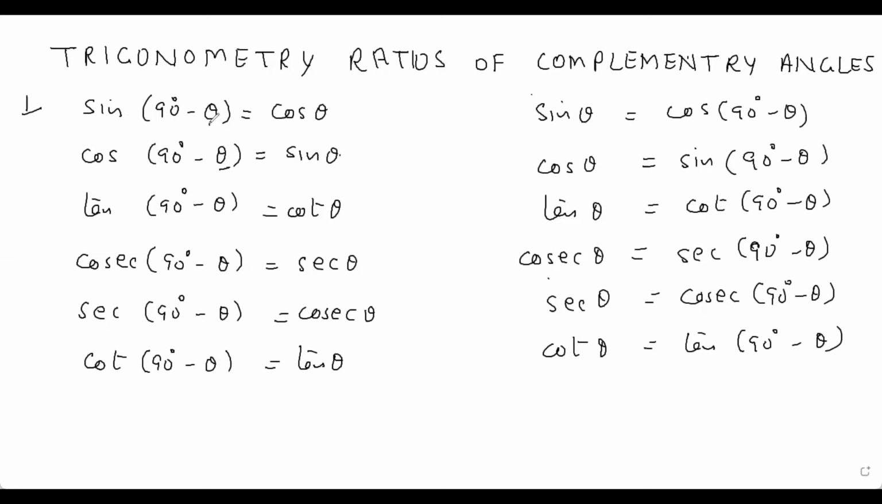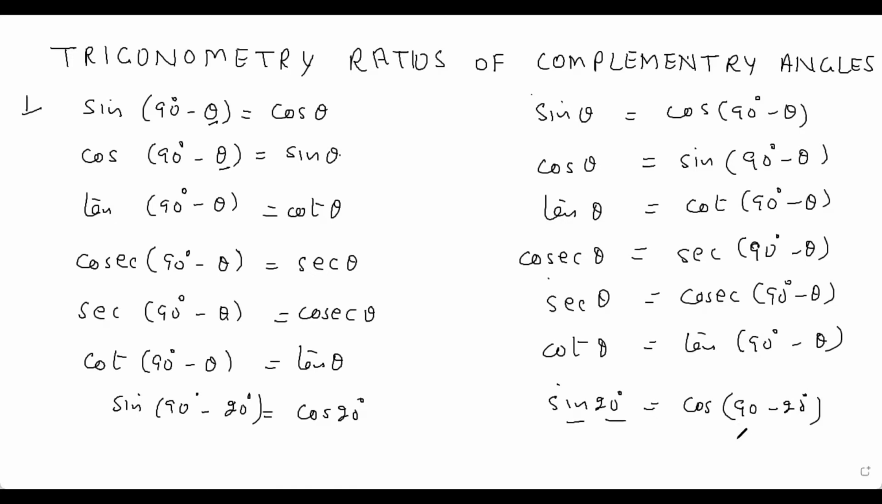This angle comes, this angle comes. So cos, this angle; sin, this angle; tan, cot, this angle; sec, this angle; cosec, this angle; cot is changed into tan, this angle. I'll give you one example here. Sin (90 degrees minus 20 degrees) is equal to cos 20 degrees. Similarly, sin 20 degrees: sin is changed into cos, and 20 degrees can be changed into 90 minus 20 degrees.